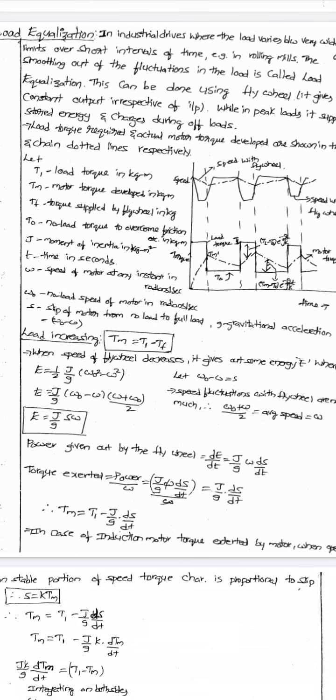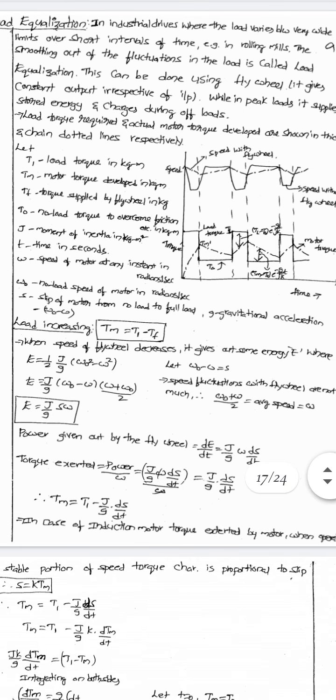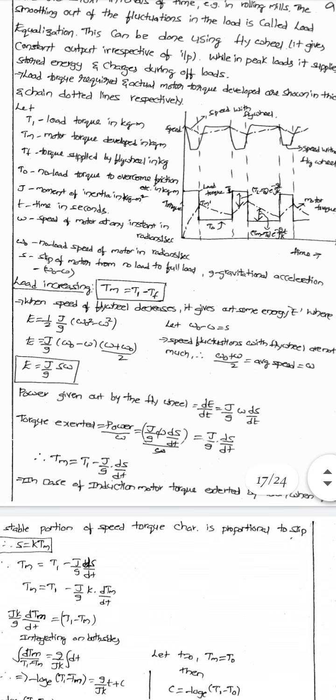Next, omega is the speed and omega naught is the no load speed. S is the slip of the motor at full load, and g is the gravitational acceleration. S is equal to omega naught minus omega. These are all the considerations about load equalization. Now we have to carry out the derivation.